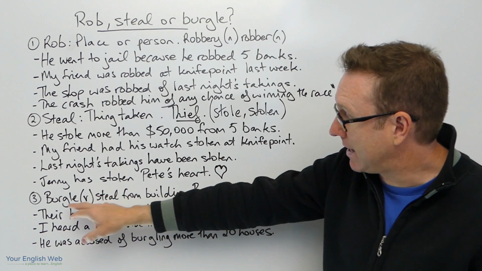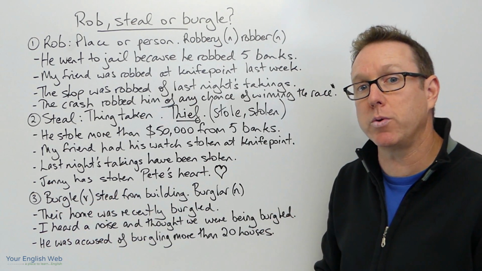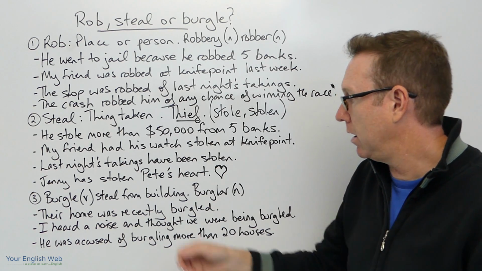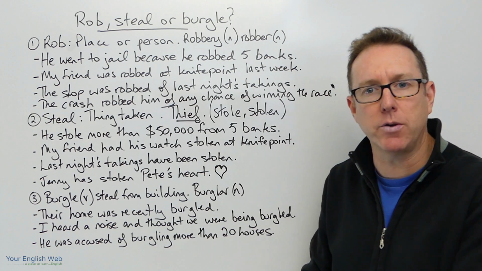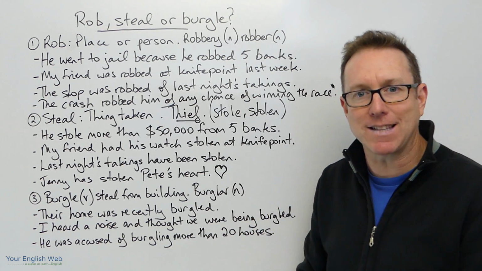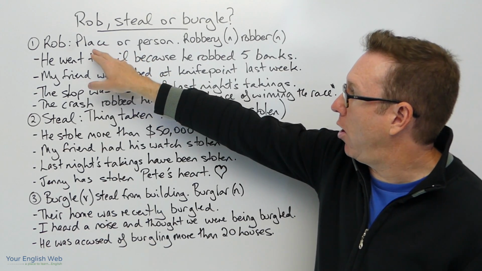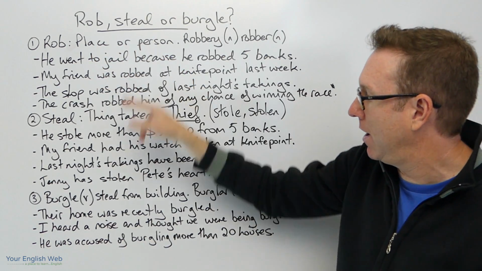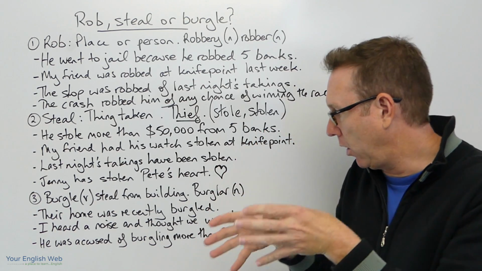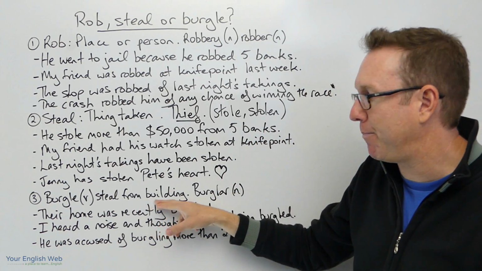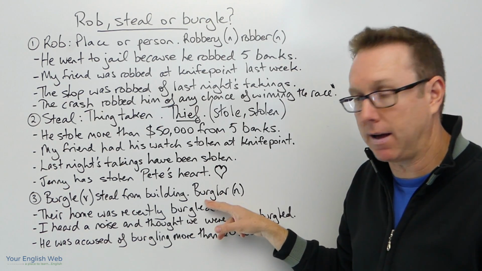Now, the third example is burgle. Verb, regular: burgle, burgled, burgled. To steal from a building, okay? Or a house, offices, flats. You steal from a building. We use rob for a place or person, but burgle is specific to houses or property, in the sense of a building. And the person that burgles is a burglar.